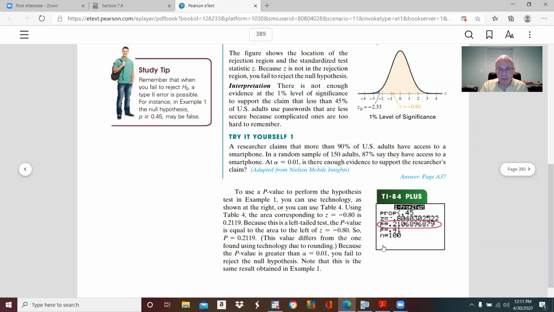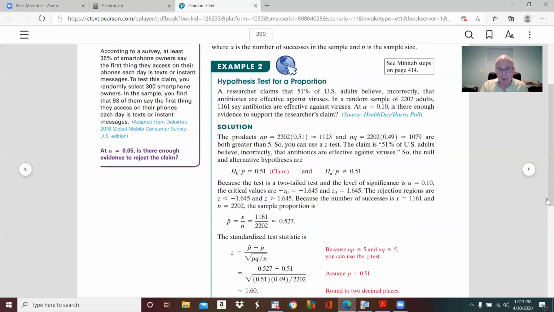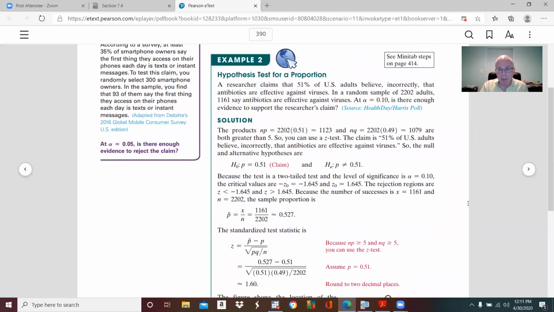All right. Let's go to the next page and see what the next problem is. Yeah, this is a two-tailed test, so let's do one of these, and then we'll do examples in the back of the book of each of these cases once again, so that you can see the steps. All right, so let's look at example 2 here.